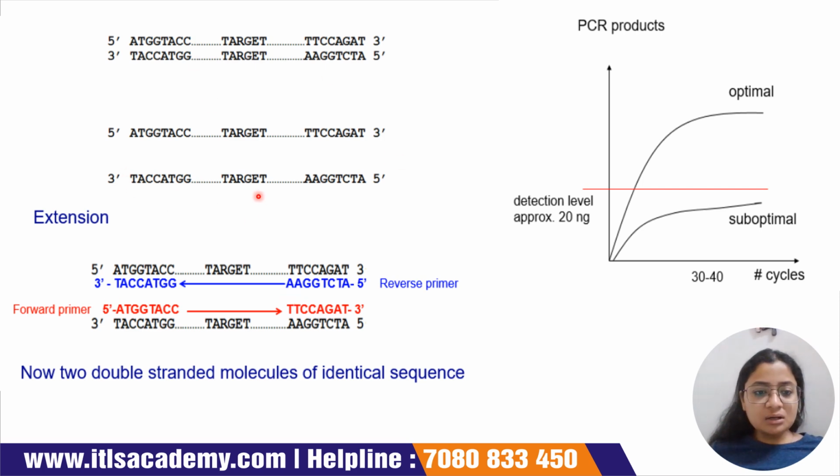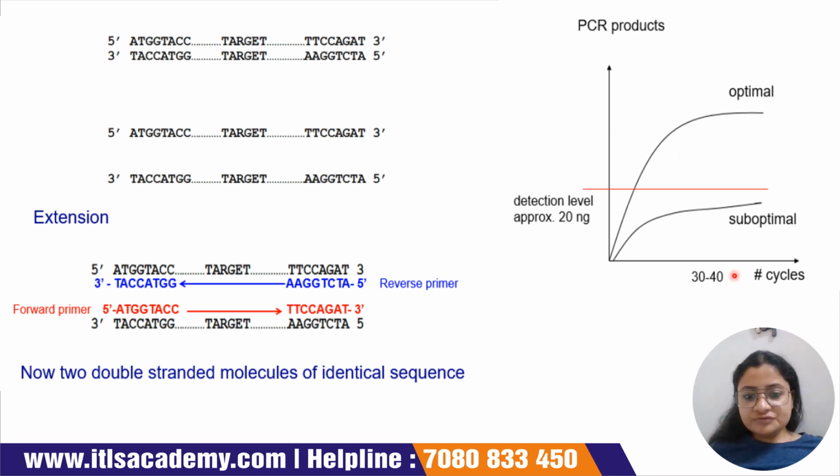So सबसे पहले हमारा denaturation होगा, दोनों strand अलग हो जाएगा. उसके बाद see both the strands are denatured. उसके बाद हमारा annealing होगा, see reverse primer और forward primer आ गया. उसके बाद हमारा extension होगा. Okay, and this is the graph.